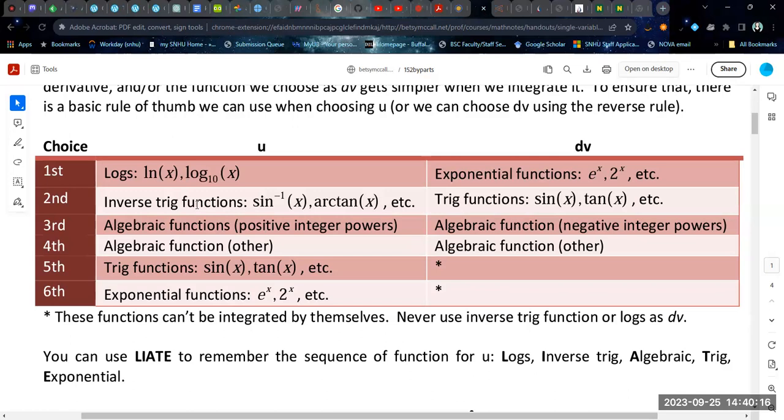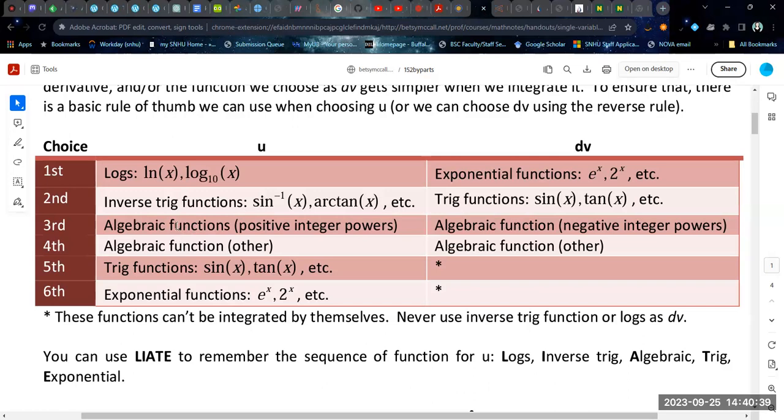Part of the issue here is that we can take their derivatives very easily, but we can't integrate them. In fact, in order to integrate them, we would have to use integration by parts. So what we have instead is we should prefer those for u because they will turn into something easier to work with when we differentiate them.